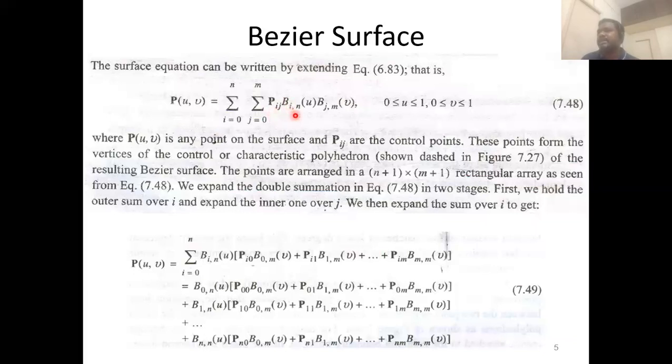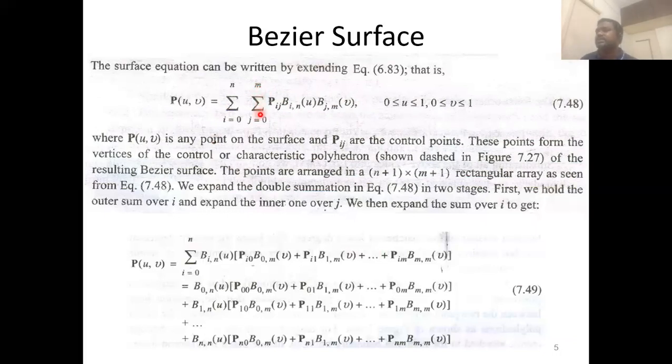This is the variation of the Bernstein function along u, and this is the variation of the Bernstein function along v. The summation of j varies from 0 to m, where m is a whole number. It can be 3 or 4 depending on the situation. If it is a third order equation, m will be 3. If it is a fourth order equation, m will be 4. You will have totally 5 points. How? j is equal to 0 to 4: 0, 1, 2, 3, 4. 5 points you will have.